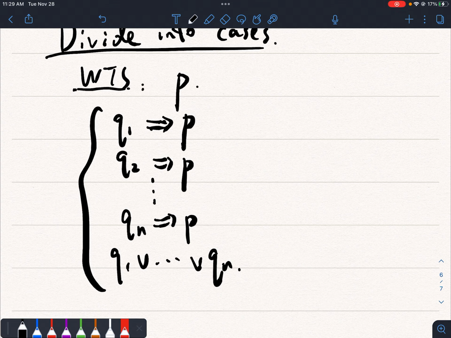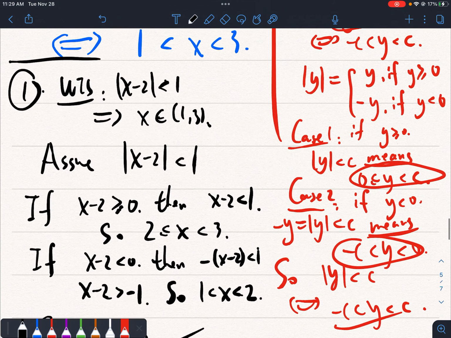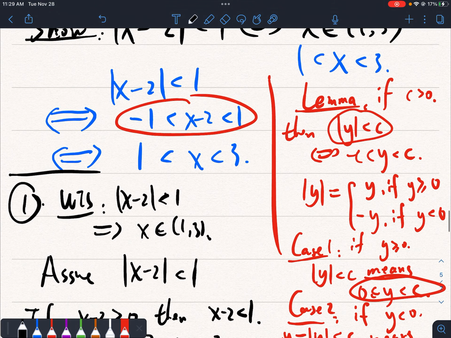So if we cannot prove that P is true directly, but we can show that P is true if, for example, two of them are true. If Q1 is true and Q2 is true, and also at least one of them is true, then we're done. So like here, we divide into two cases.